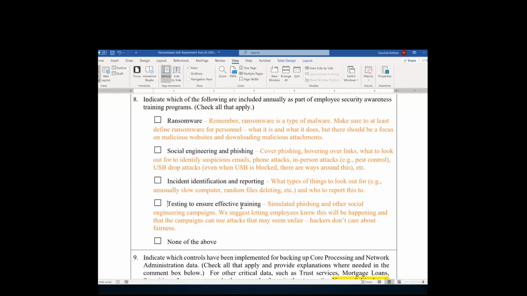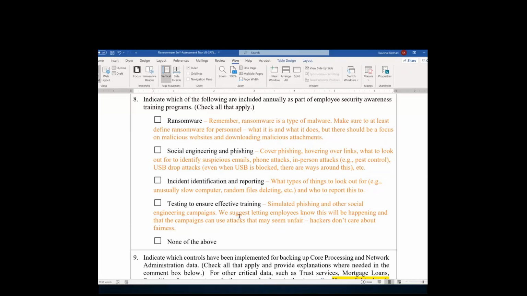But this is all to test whether or not the employee training, security training programs and awareness programs are getting through to employees. And so we do suggest at your annual information security training that you let employees know that you will be testing. Honestly, whether or not you're testing or not doesn't matter. We let them know that you will be testing and that hackers don't really have any concept of fairness. The dirtier the attack, the better. Their only indication of whether an attack is successful or not is if it works. And so however they get there doesn't really matter.